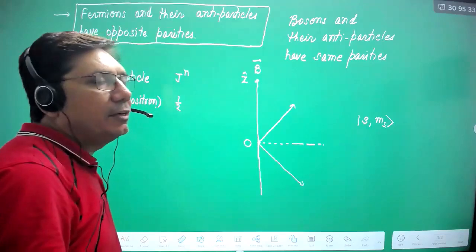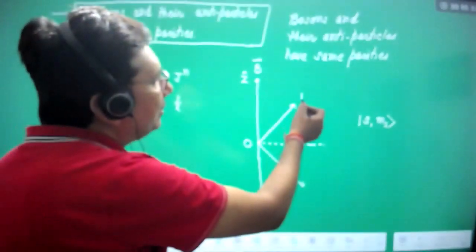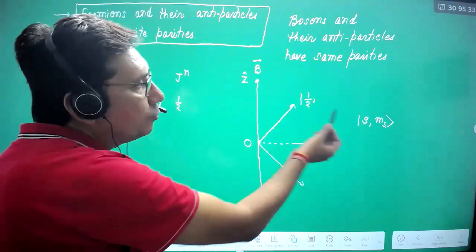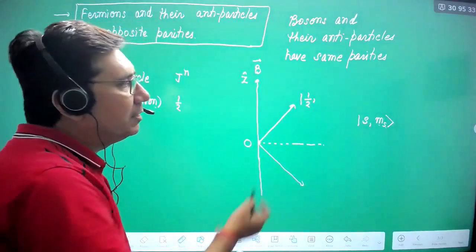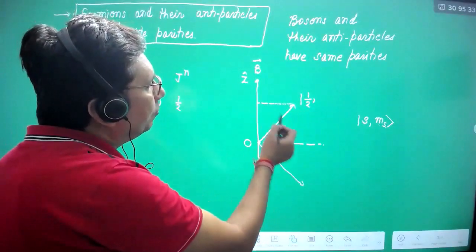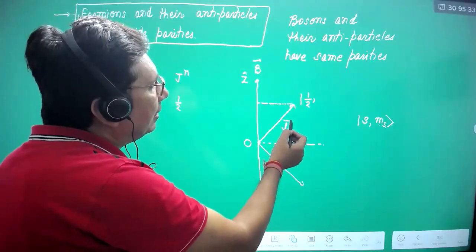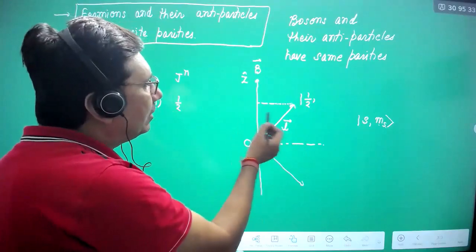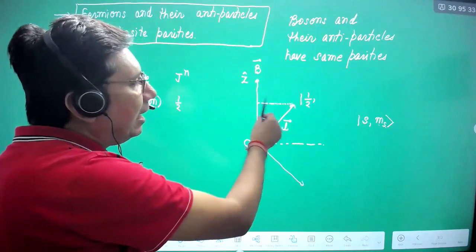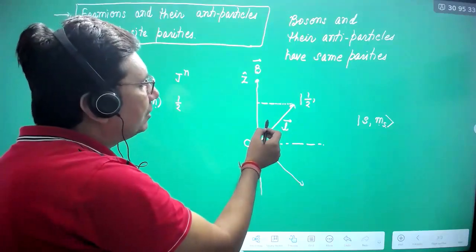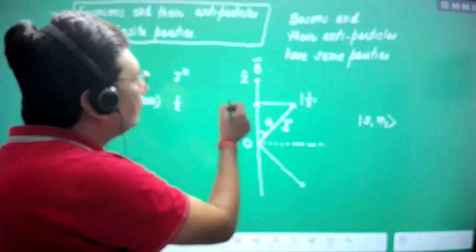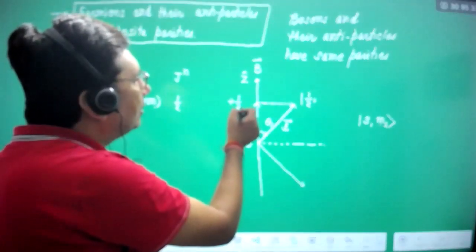Ms is the way to represent this. Then this spin is half. The spin will remain half, but its orientation, represented by ms, is the up orientation. So what you have is the L vector, and its z component will be L cos theta. Suppose this is theta 1. So L cos theta 1 means this component, which here will be plus 1 by 2 h cross.